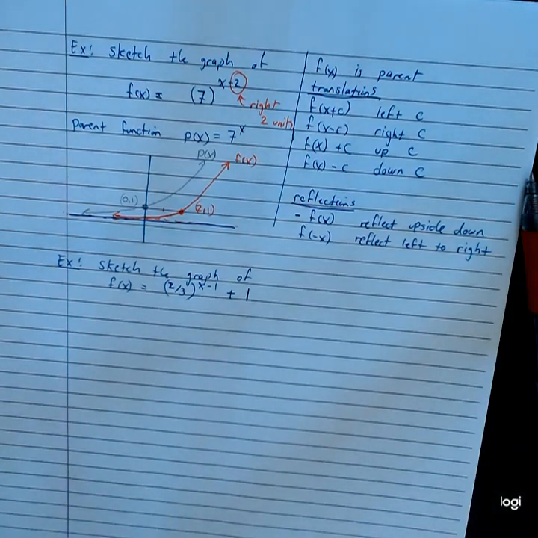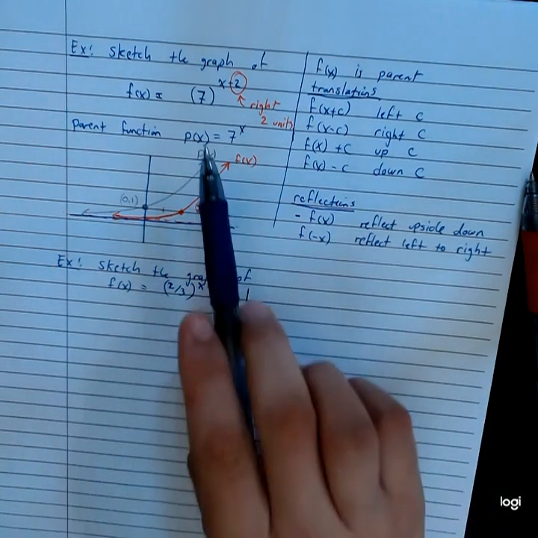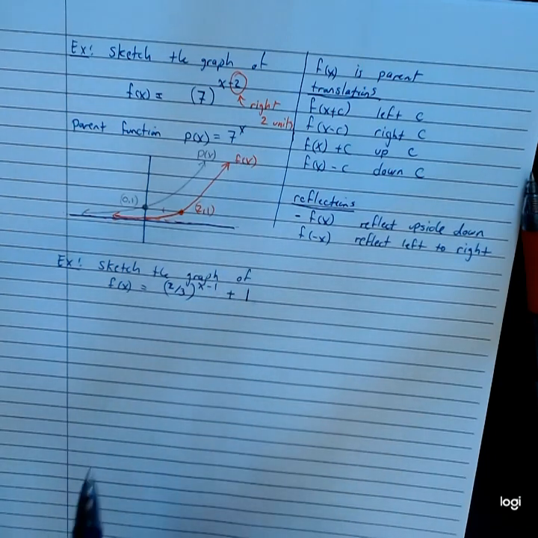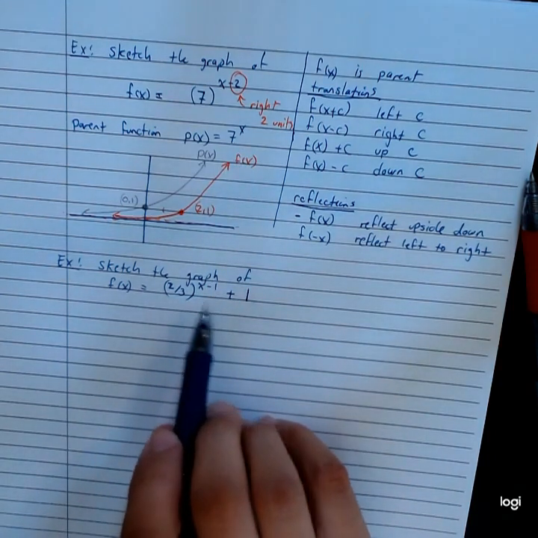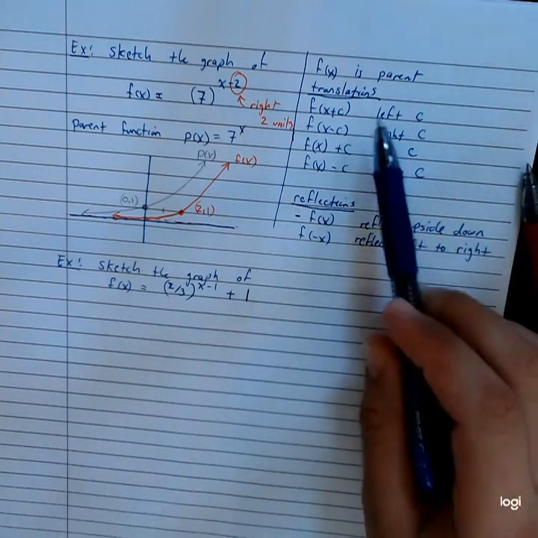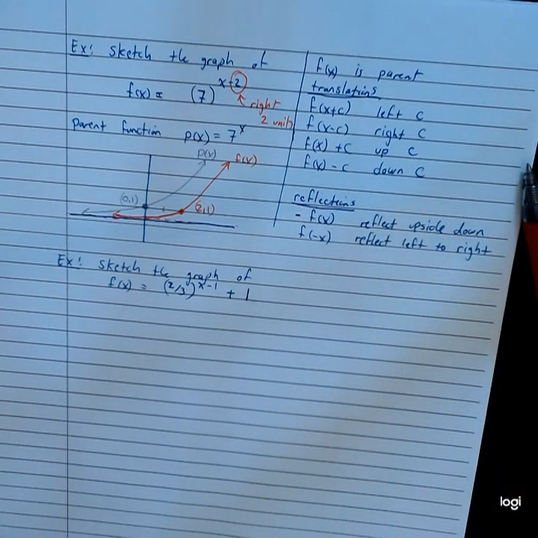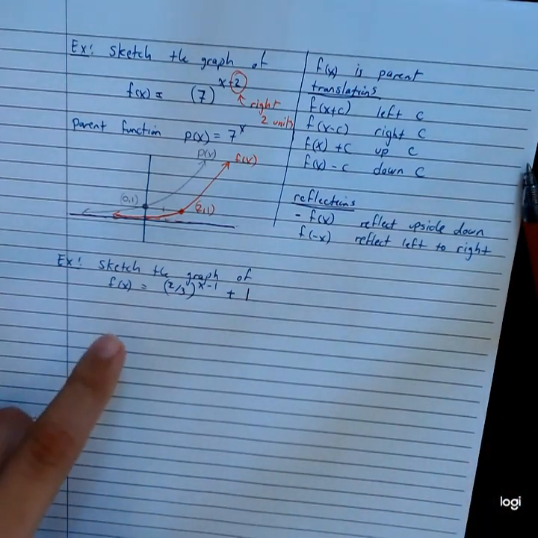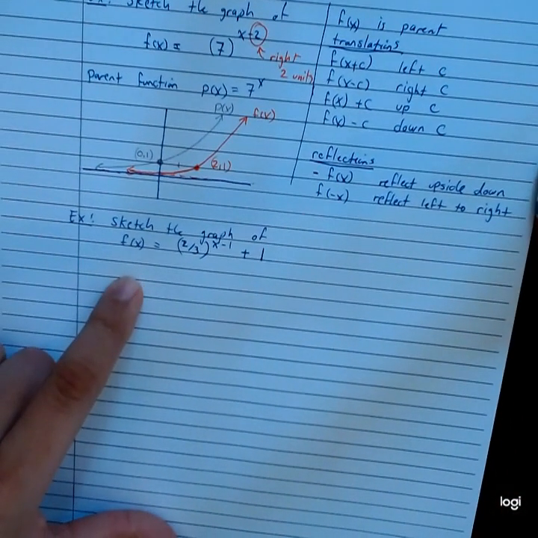Pause the video for a minute and give this a try. Start by graphing whatever your parent function is, and then whatever modifications are caused by either your translations or reflections, you're going to go ahead and graph those as well to give you a result. So pause the video and give it a try. All right, so let's take a look and see what this graph will look like.